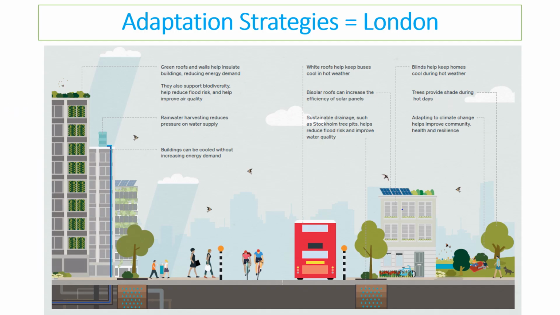Now, some adaptation strategies have been seen in London. So you can see now that we've got buildings that have plants on them, which obviously will do more photosynthesis, but the main reason is they insulate the buildings really well, and they stop the buildings absorbing as much heat in the summer. We've got rainwater harvesting systems, reducing the pressure on the water supply, and buildings can be cooled without increasing energy demand as a result, because you can use that as a coolant. White roofs, more white roofs the better, because it reflects the heat. Solar panels to increase energy efficiency. Blinds to keep homes cool in the summer. Tree tops to avoid shading. Okay, and lots of methods in there.